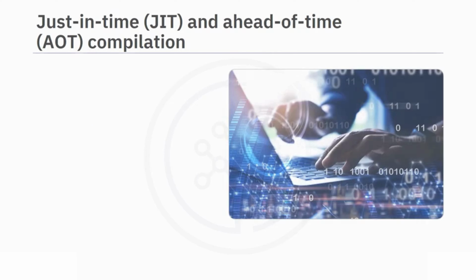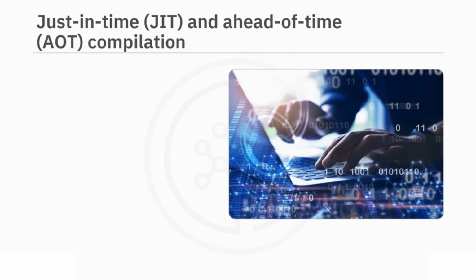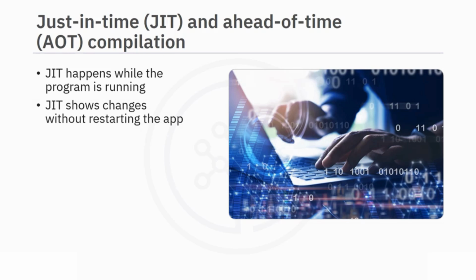Dart uses two ways to turn your code into something the computer can understand: just-in-time, or JIT compilation, and ahead-of-time, or AOT compilation. JIT happens when the program is running. It translates the Dart code into machine code, which is the code the computer understands, right before it needs to run it. JIT is great for development because you can see your changes instantly without restarting the app. This process is called hot reload.